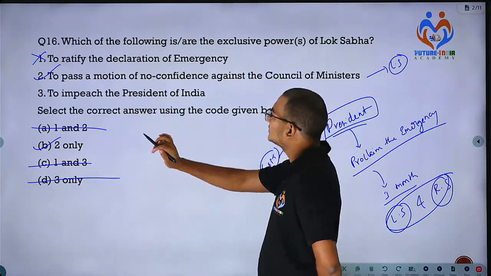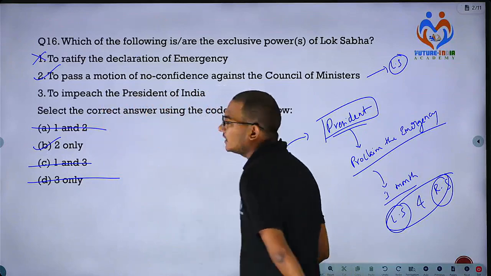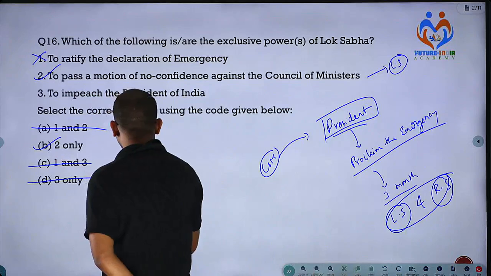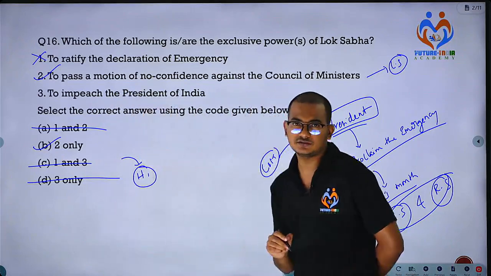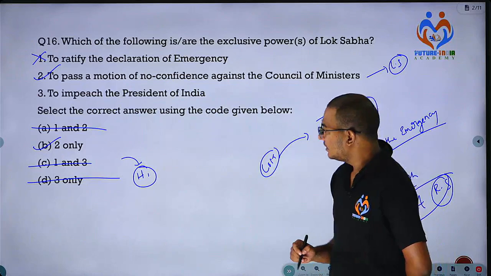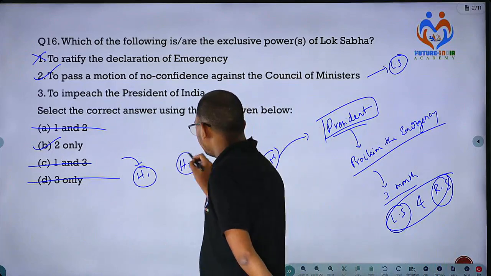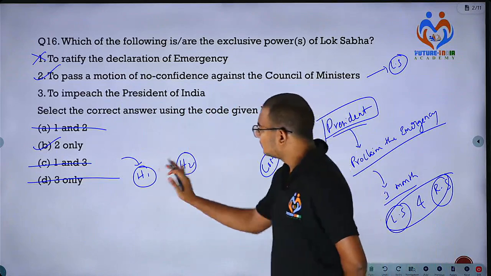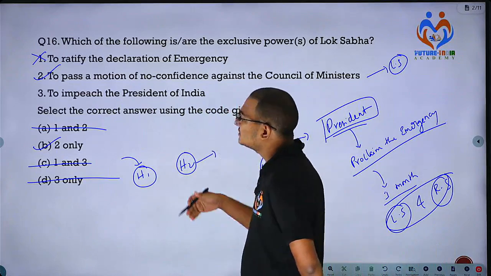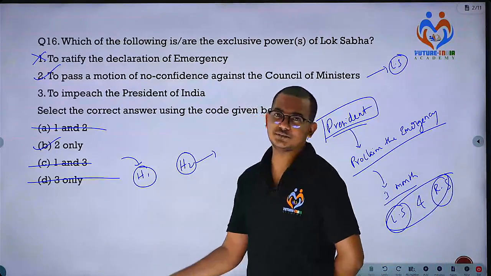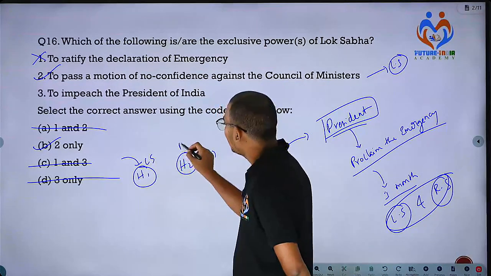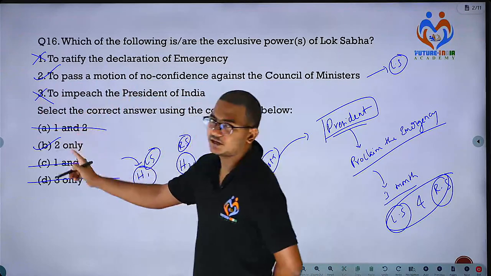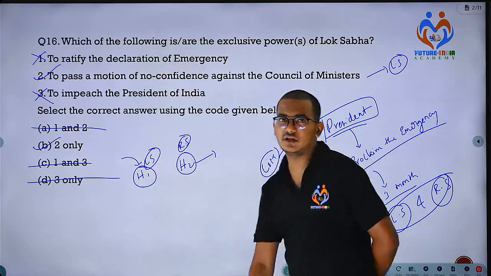But still we'll see the third statement as well: to impeach the president of India. First the resolution will be introduced in one house, then it will move to the other house, where it will behave as a court. Once both resolutions are passed, the president is deemed to be removed. In the impeachment process also, Lok Sabha and Rajya Sabha have equal powers. So this is also not your statement. Your statement is only 2. This is all about question number 16.